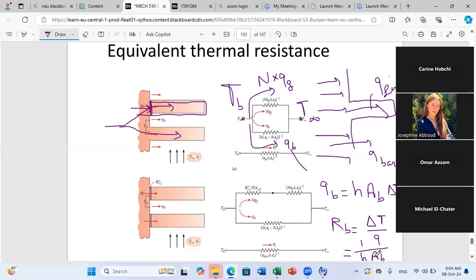And we said how we can calculate this area. Area base can be calculated as the total area of exchange, A total, minus the area of fins, meaning N times A frontal of each fin. Okay, so what is the resistance through the base then? The resistance through the base will be just 1 over H times (A total minus N times AF).